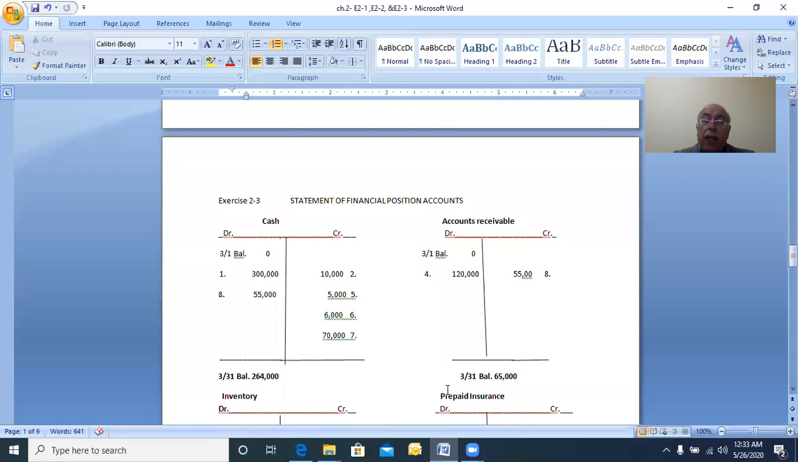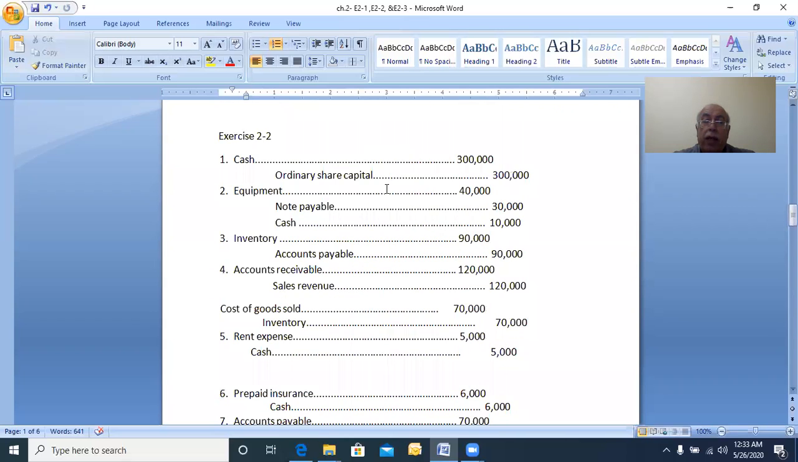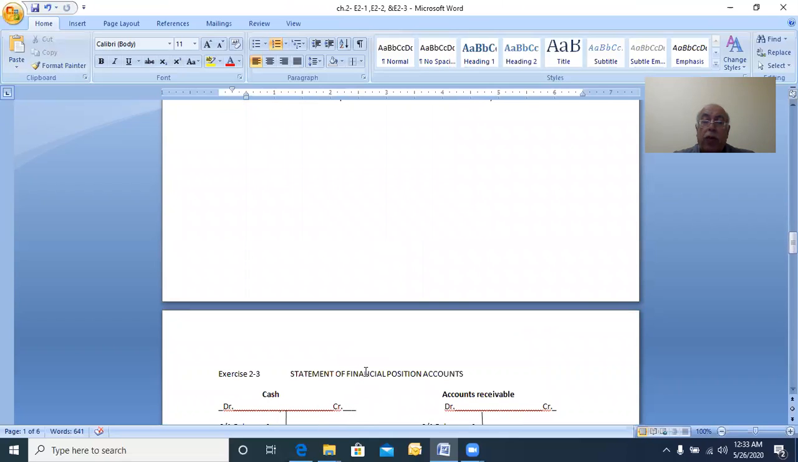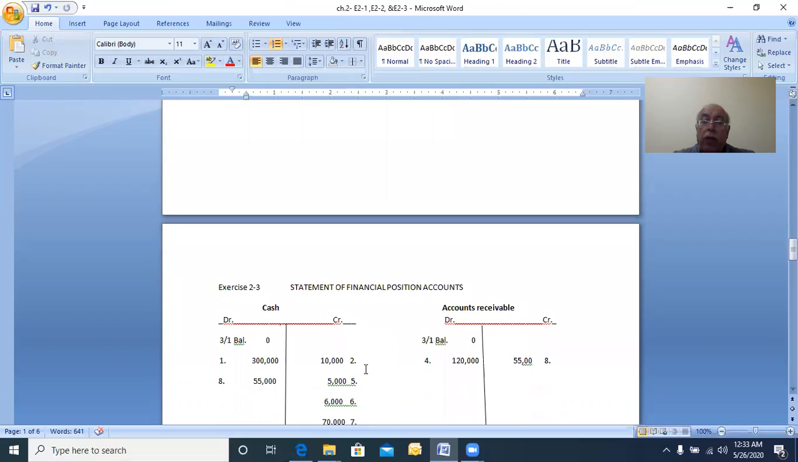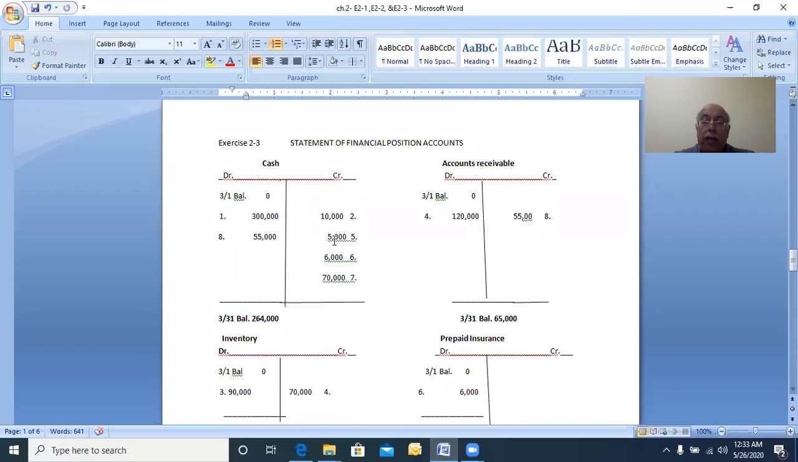And here you see the second exercise, 2-3, asks us to post all journals from 1 to 9. We want to post them to T accounts, that means to ledgers. This is the T account here. All the balances, we assumed in this question, the balances at the beginning of the period, the beginning of the month, were 0 in all accounts. We call it opening balance 0 in all accounts.